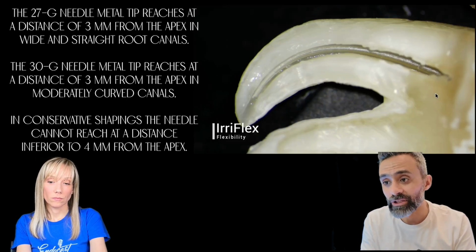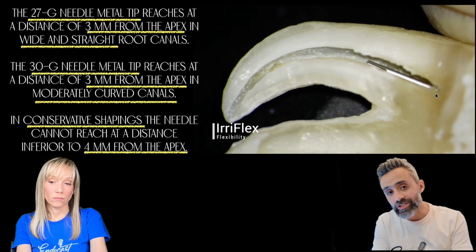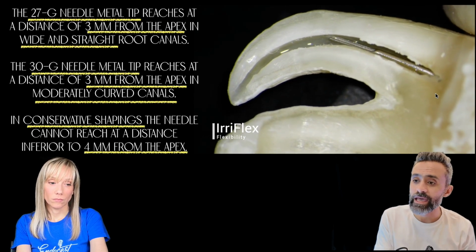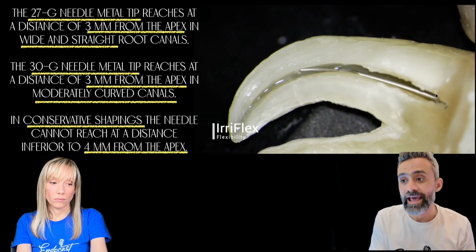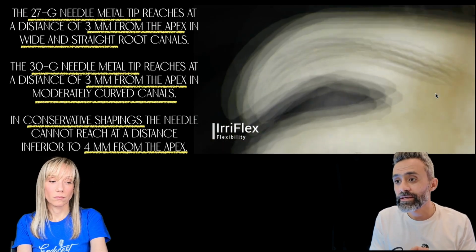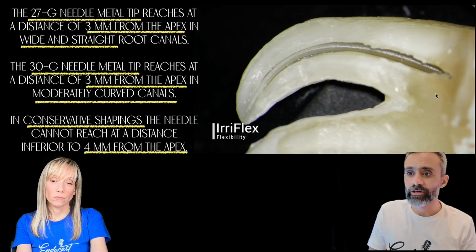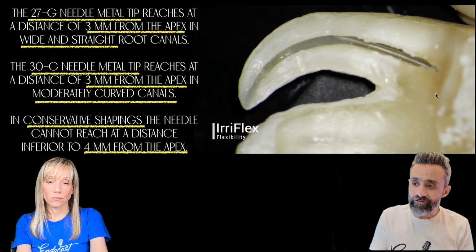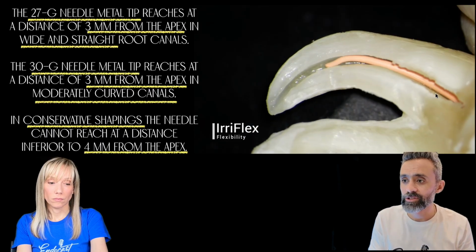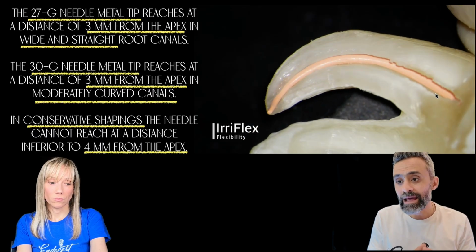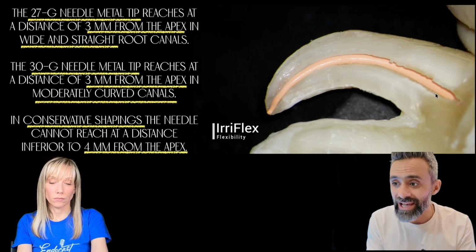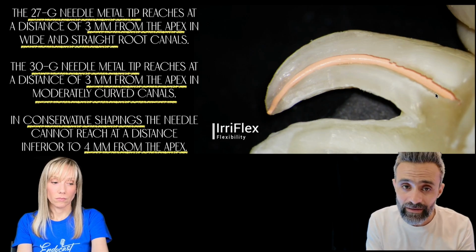Let's consider needle penetration. In ideal conditions, a 27 gauge needle can reach about 3 millimeters from the apex in straight canals. A 30 gauge needle can perform slightly better in curved canals, but in conservative shaping, the needle often cannot go beyond 4 millimeters from the apex. That means that the most critical area, the apical third, is precisely where irrigation becomes the least effective.